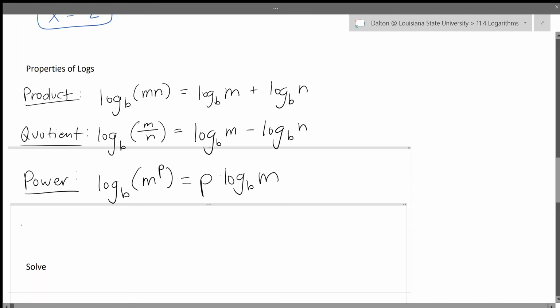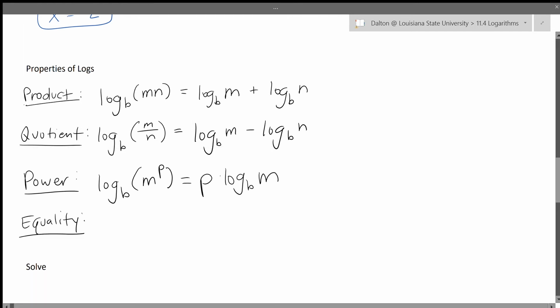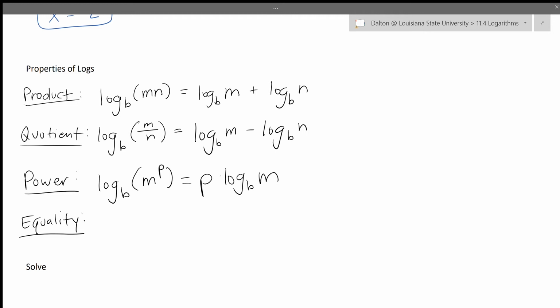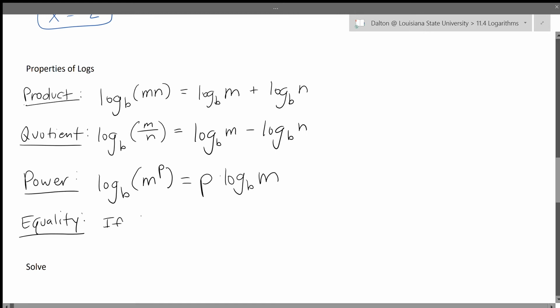And then our last property is arguably the most important. You're pretty much going to use it on every type of solution problem that we're going to have, and it's the property of equality. It says, if log base b of m is equal to log base b of n, then m must equal n.